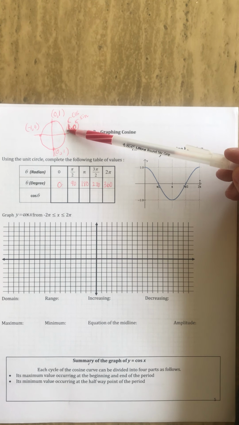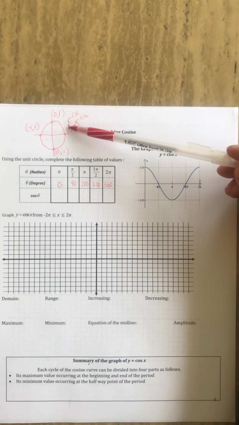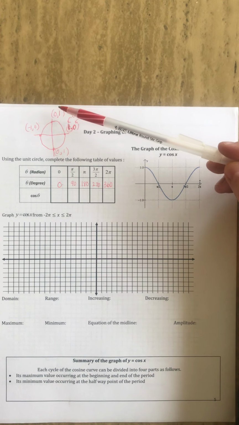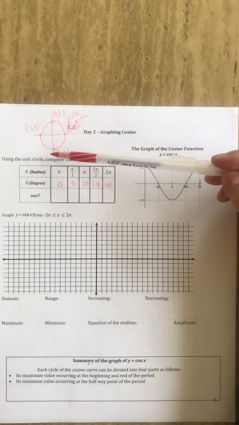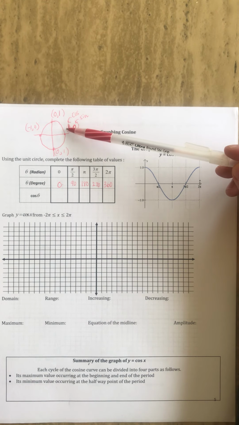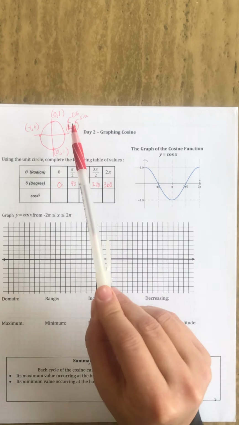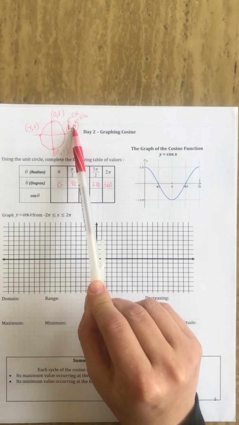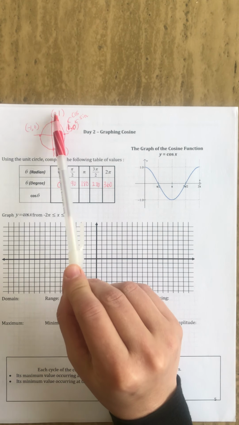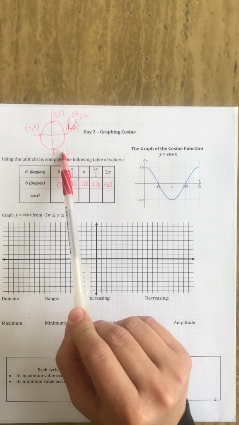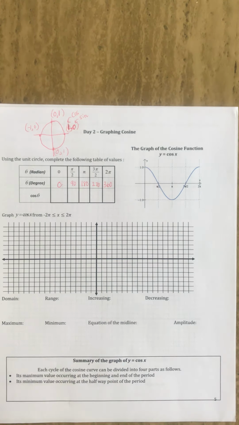The x values, those are your cosine values. You're going to be starting at 1, 0, negative 1, 0, back to 1. And your sine is the y value. Remember, when we were graphing sine, we started at 0. You went to 1, back to 0, to negative 1, back to 0.